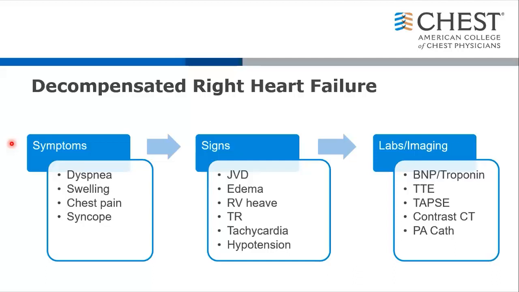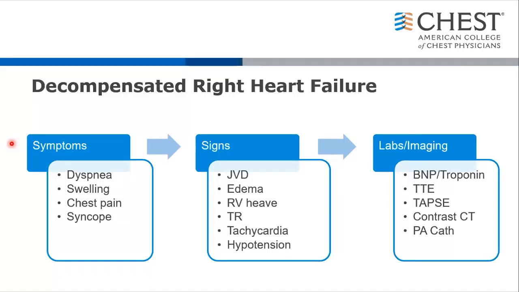Signs that you're going to see on physical exam include an elevated jugular venous distension, edema as well, along with ascites. You might even see an RV heave, depending on how chronic the RV failure has been. You'll see tricuspid regurgitation, either as a primary reason for RV failure or as a result of the change in conformation of the right ventricle causing a functional tricuspid regurgitation. You can see tachycardia and you can see hypotension, obviously, in extreme cases. Both tachycardia and hypotension in the setting of right heart failure portend a very poor prognosis.